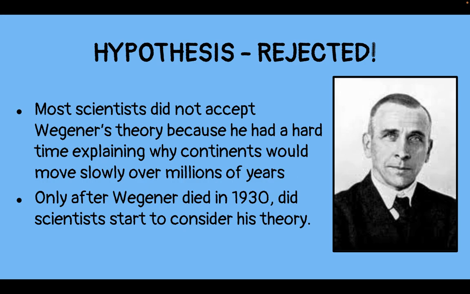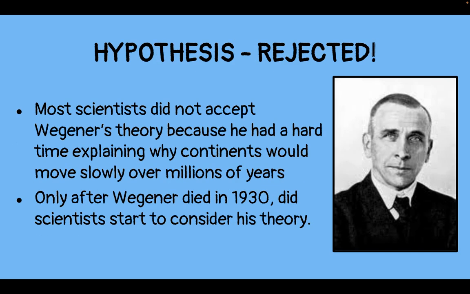So this is Mr. Wagner here. And it says most scientists didn't believe Wagner's theory because he had such a hard time explaining how the continents could move. So they're like, yeah, cool. We see your fossil evidence and your climate evidence. Cool. But how can you explain that the continents are moving? So Wagner died in 1930, about 90 years ago. And that's when other scientists started to think about, maybe he was onto something. Maybe he did know what he was talking about.